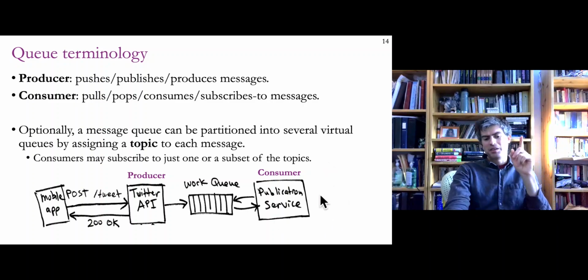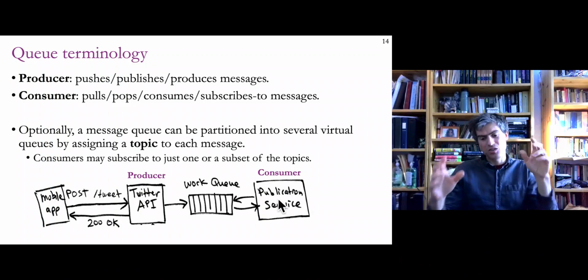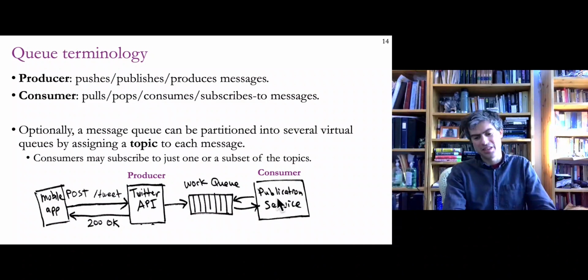Sorry, there's a little bit of confusing terminology here because I'm using the Twitter example, and the consumer is actually called the publication service, but this publication word here should not be confused with the publishing that the producer is doing. So this producer is publishing to the queue. This publication service is publishing to Twitter. So don't confuse that. Sorry, maybe it was a bad example for that reason.